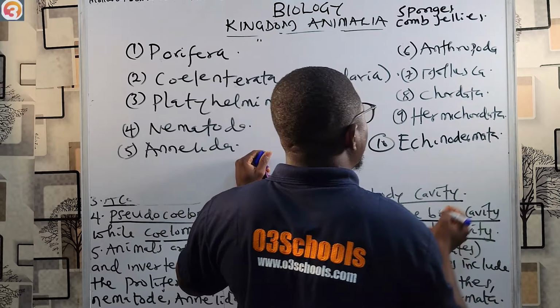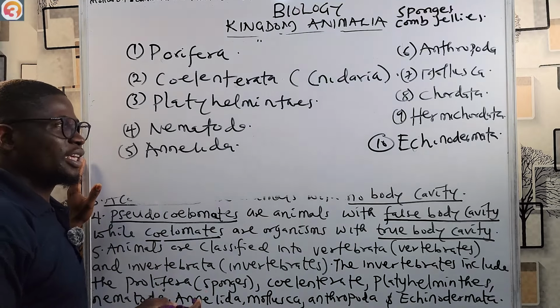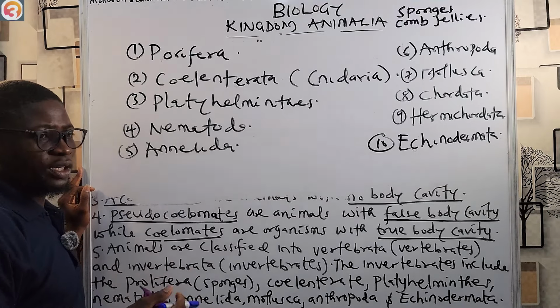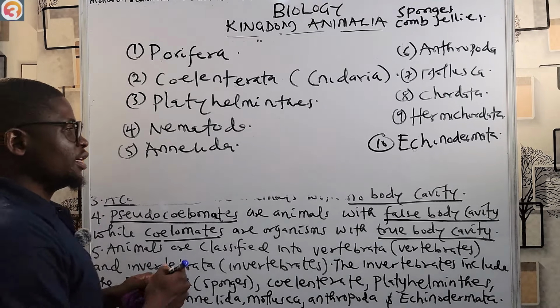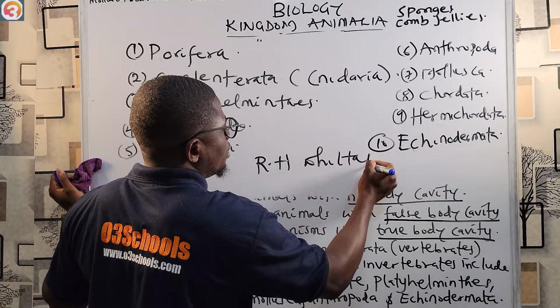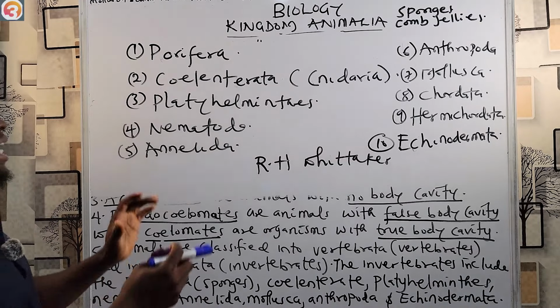So these are all what? These are the subphyla of the animal kingdom. The animal kingdom is the largest kingdom of all the kingdoms as classified by Robert H. Whittaker. So the animal kingdom is the largest, and it can be divided into 10 subphyla.